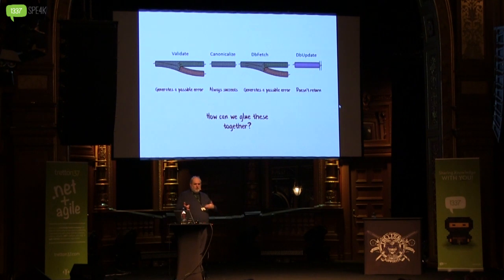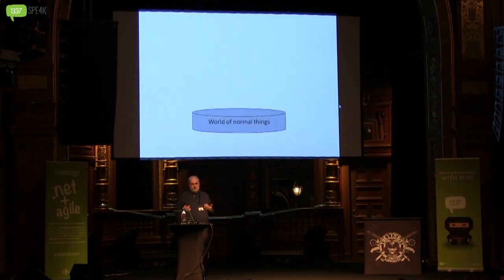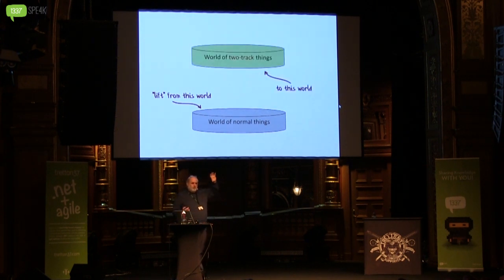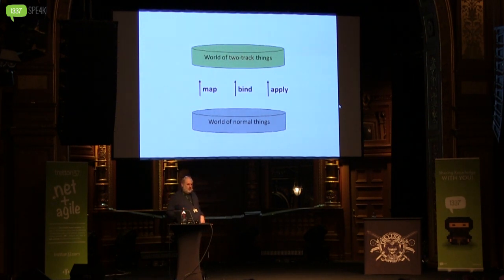How do we take all these different shaped functions and glue them together into a nice function that we can work with? Well, what we do is the same thing we did with the M world, but now we're going to turn everything into 2-track. So we start with our normal world down here, and we're going to have a world of 2-track things. And we're going to turn everything from a normal thing into a 2-track thing. How do we do that? With our toolkit. We've got map, we've got bind, we've got apply. All those things will take normal things into our 2-track world.